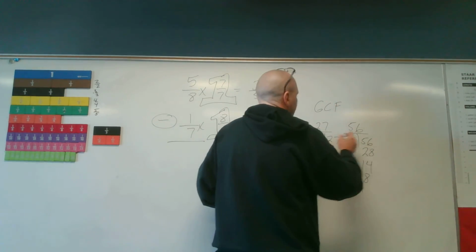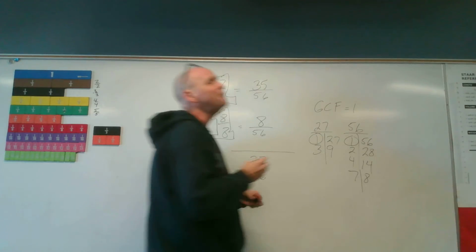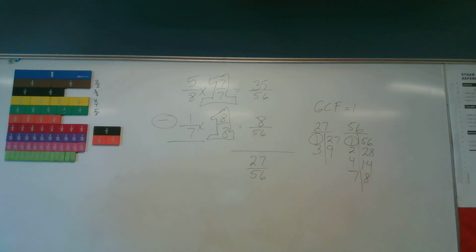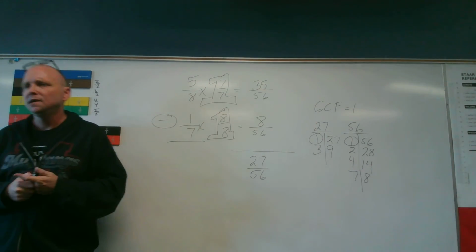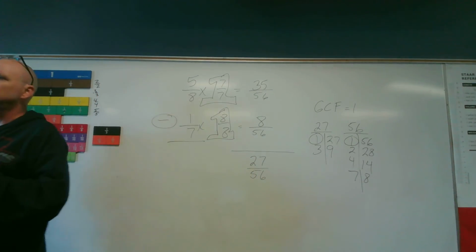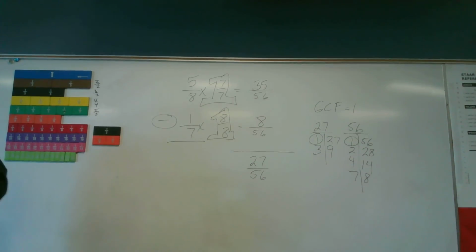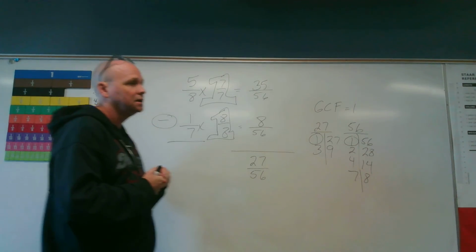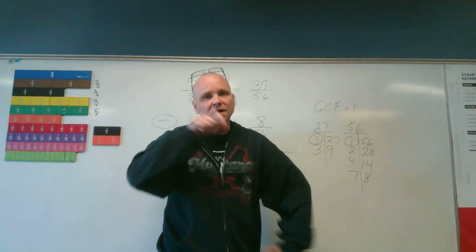The greatest common factor is 1. If indeed the greatest common factor is 1, that fraction cannot, and I mean cannot, be simplified. It is already in lowest terms. So the answer to that one would be 27/56.